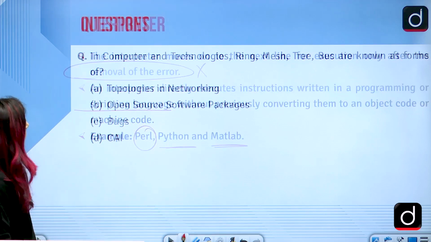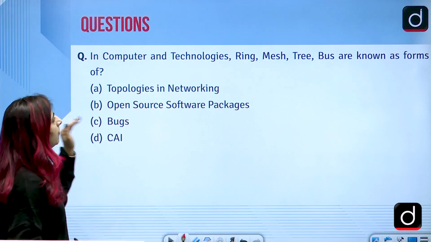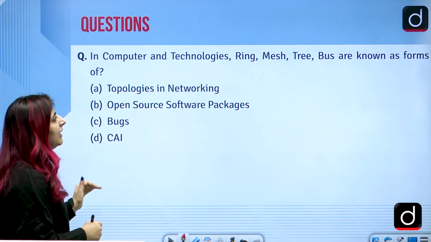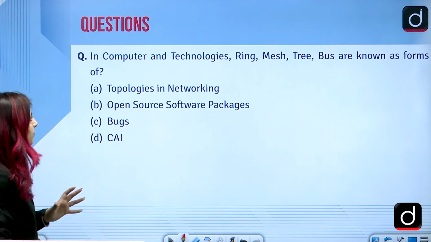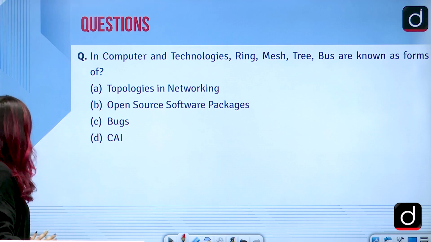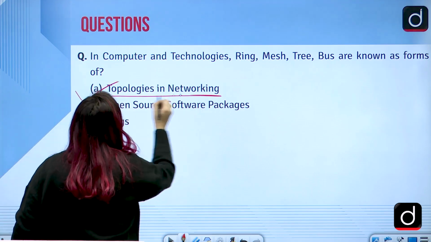correct? Then the next question I have for you is: in computers and technologies, ring, mesh, tree, bus are known as what? These are the forms of option A, that is topologies in networking.